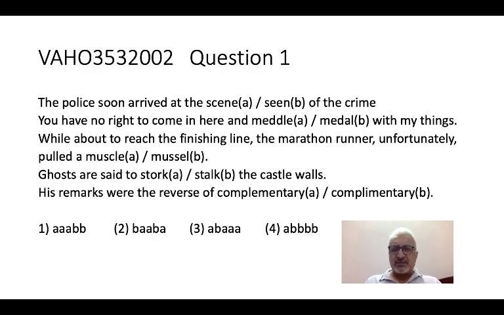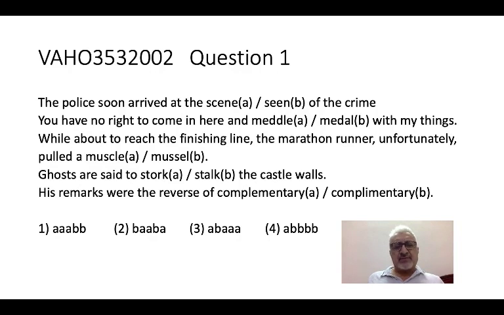So starting with the first statement of the first question, it says the police soon arrived at the A or B of the crime. 2 words given, scene with S-C-E-N-E and seen with S-E-E-N. Now which do you think? Where do you think the police arrived? Definitely it is the scene, the A option. Therefore, A is the right answer. Now, if A is the right answer, if we begin with A, can we eliminate the second option? Yes, absolutely, because second option has got B as the opening statement. Therefore, B, second option gets eliminated.